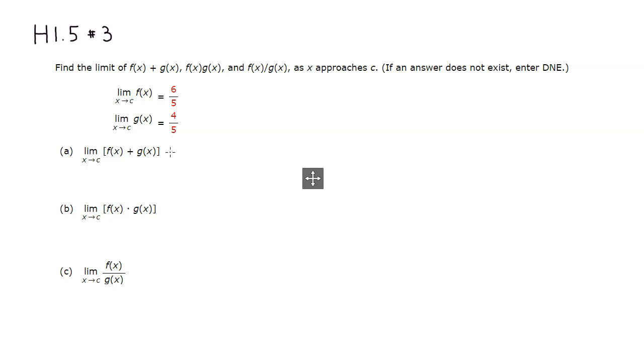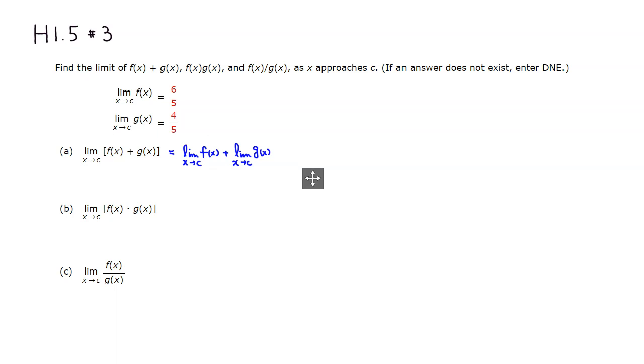Since it's addition, we can distribute the limit. So we take the limit of f of x as x approaches c, and then the limit of g of x as x approaches c. So we basically take the limits separately, then carry out the addition later.